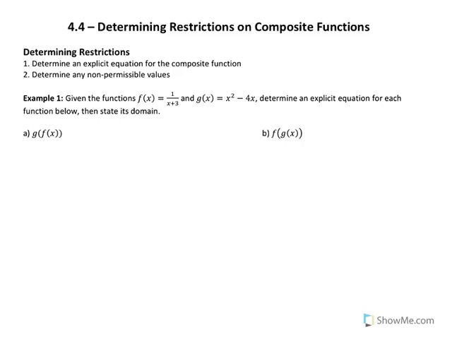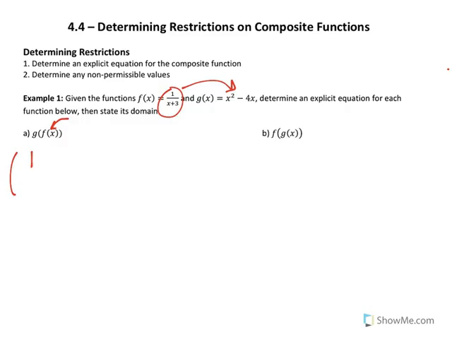4.4, determining restrictions on composite functions. So we're just going to combine our equations and then decide what they can't be, any non-permissible values. This isn't anything new really, it's just more of what we've done in the past. So we're going to evaluate g of f of x. So we're going to plug f of x into g.